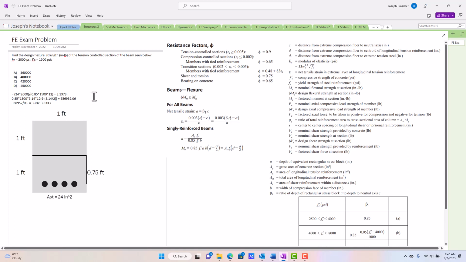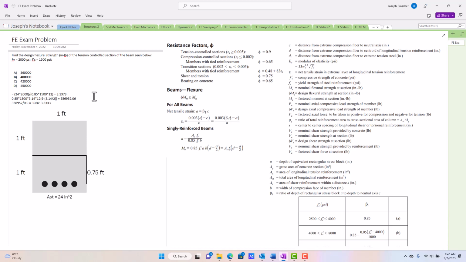So know your terms with this problem, calculate everything carefully, make sure your units are in line and in check, then make sure you note whether it wants the design flexural strength or the nominal flexural strength, so that you give them the correct values. The answer is B in this case.